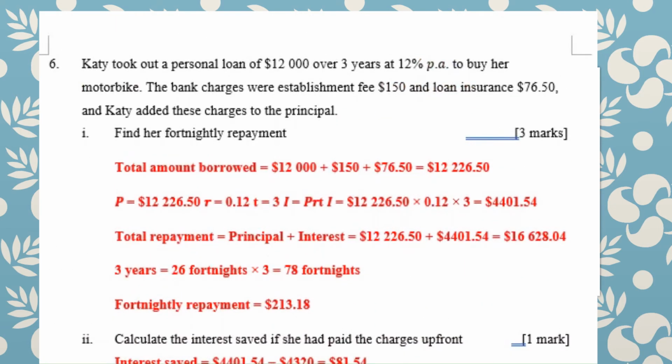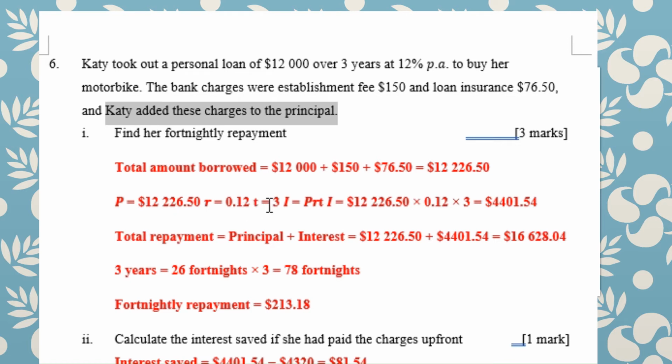All right, let's find out what's going on here. Katie took out a personal loan of 12,000. This is my principal. 3 years is my time. 12% is my rate. The bank charges was 150. This was 76.5. She added this to the principal. So let's see. Total amount borrowed, 12,000, you will plus the 150, you will plus the 76.5. Because she said here, she added these charges to the principal. So this is where you have to add it. So your new principal is 12,226.50. All right. Your rate is 12%.